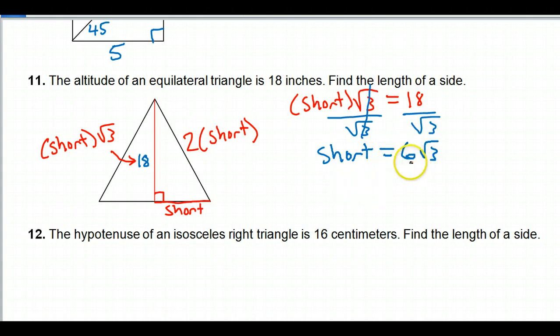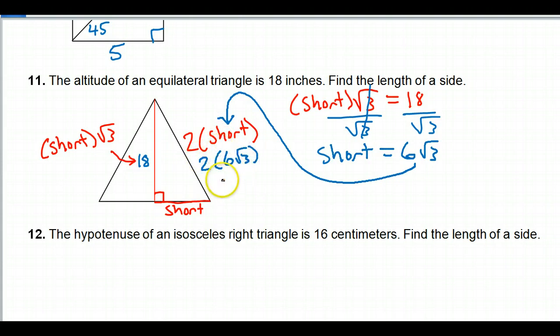Okay, but if the short leg is 6 root 3, I could put that in right there, and that's going to tell me that this is 2 times 6 root 3, which is 12 root 3. And remember, that is what we were looking for, the length of a side. So this equilateral triangle is 12 root 3 on all sides.